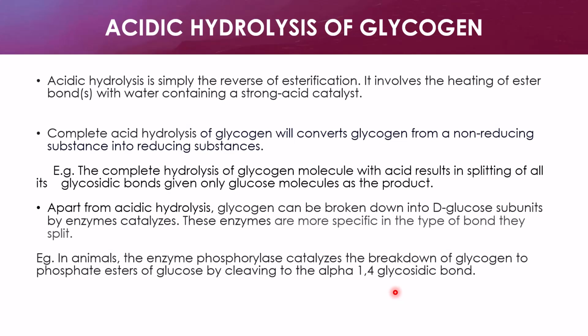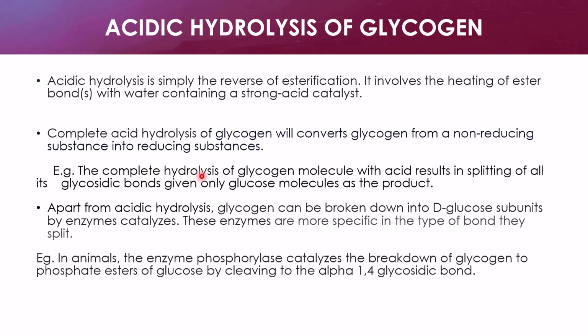Acid hydrolysis of glycogen. First of all, what we have to note is that acidic hydrolysis is simply the reverse of esterification. It involves the heating of ester bonds with water containing a strong acid catalyst. Also, complete acid hydrolysis of glycogen will convert glycogen from a non-reducing substance into a reducing substance.